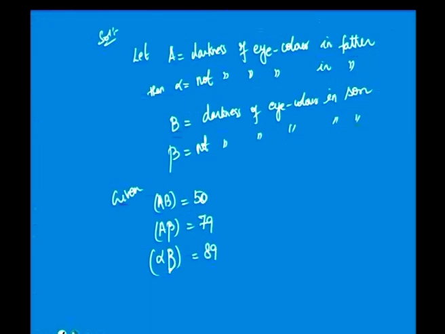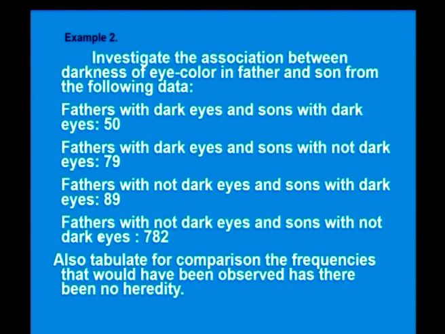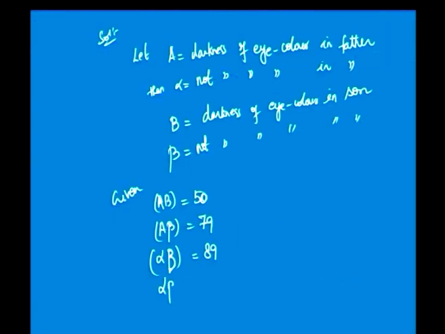Okay. Then fathers with not dark eyes and sons with not dark eyes, that is alpha beta. Alpha beta is equal to 782. Okay. So, with this information, we will find out the association between eye colors of fathers and sons using the coefficient of association, Yule's coefficient of association.